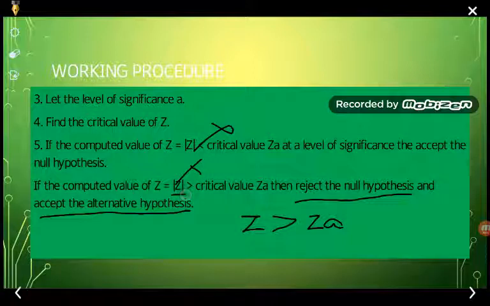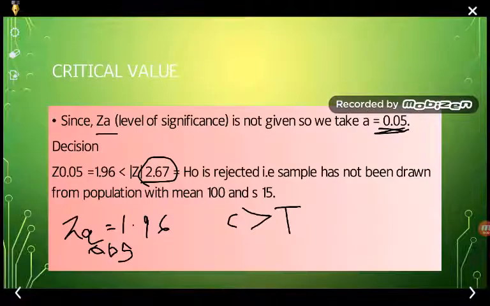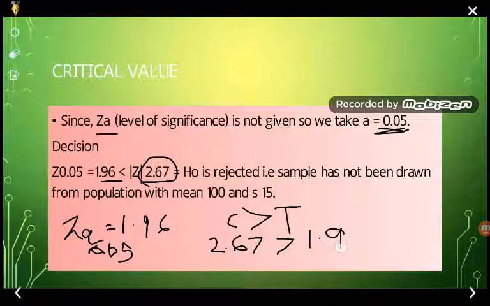If the Z value is greater than the critical value of Z, then we reject the null hypothesis. So what are we going to do? We are going to reject the null hypothesis. The calculated value 2.67 is greater than the tabulated value, which is 1.96. So we can say that the null hypothesis is rejected and the alternative hypothesis is accepted. So what was the alternative hypothesis?